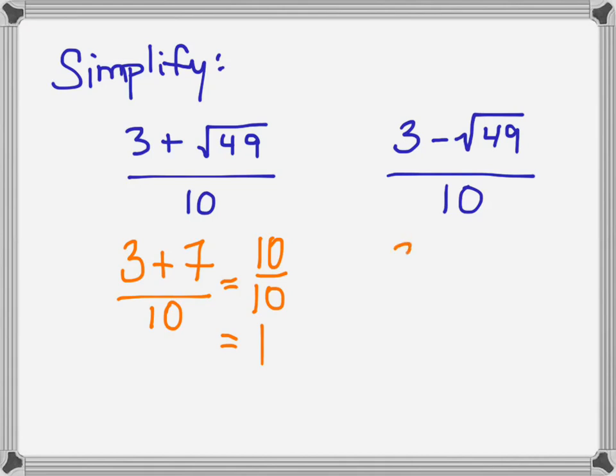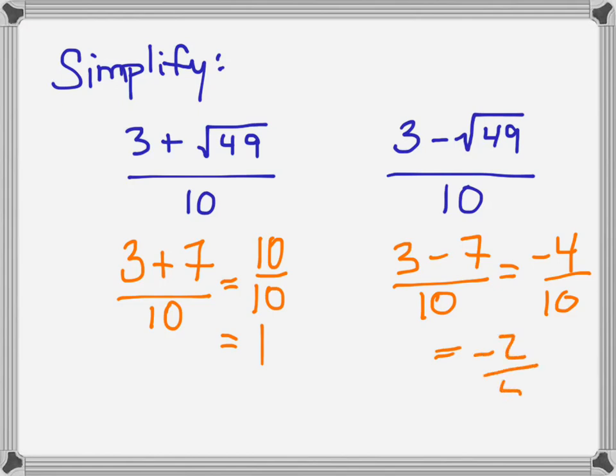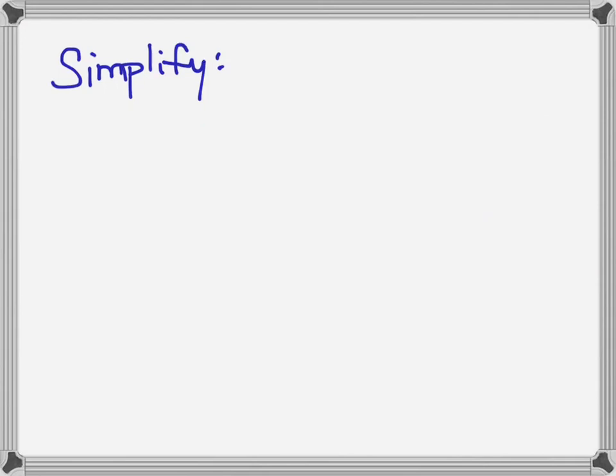My second one, I have 3 minus the square root of 49. Square root of 49 is 7. I know that 3 minus 7 is negative 4, and then I can reduce my fraction to negative 2 fifths. Notice we're simplifying the square root first, then doing the subtraction in the numerator, and then seeing finally if the fraction can be reduced. Alright, and that's it.